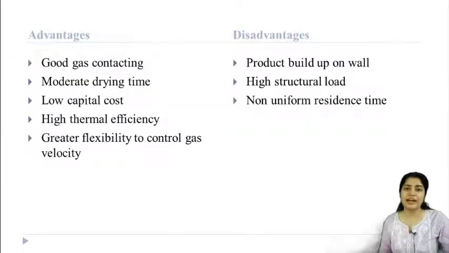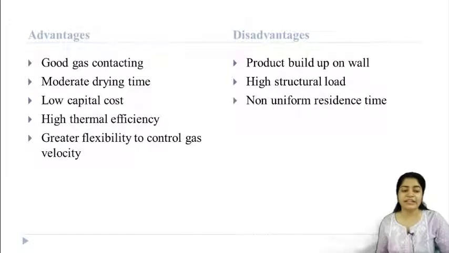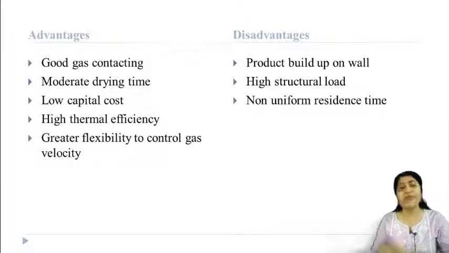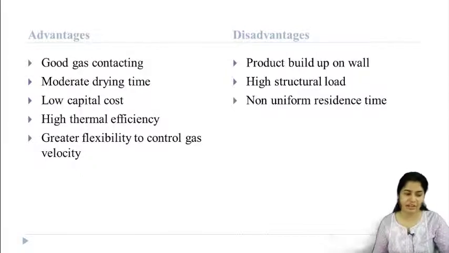Now about the advantages and disadvantages. So first of all, the advantage is that it has very good gas contacting. Then moderate drying time is required. Here it is more beneficial than your tray dryer, right? We saw that long time was required in your tray dryer. Now the capital cost is low and your thermal efficiency is also high. We saw that 50 to 80% is your thermal efficiency, right?